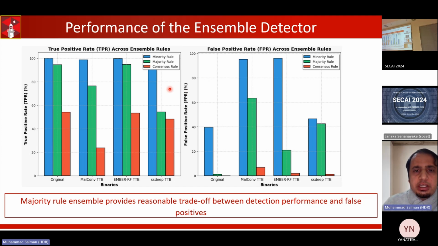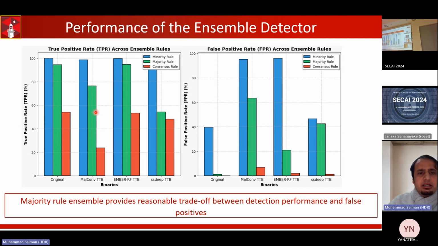Secondly, we use the majority rule voting. When the majority rule voting was applied to the original data set, it gives an accuracy of 97% with a nearly perfect FPR of 1%. So this shows that the majority rule is quite effective in detecting the original malwares. However, on the transformed binaries, the effectiveness of the majority ensemble dropped to 76%, along with an increase in the FPR as well.